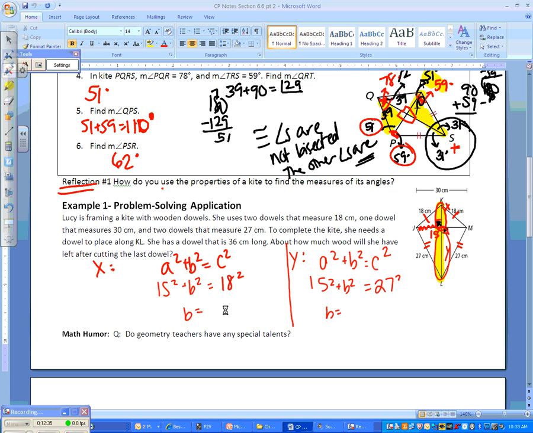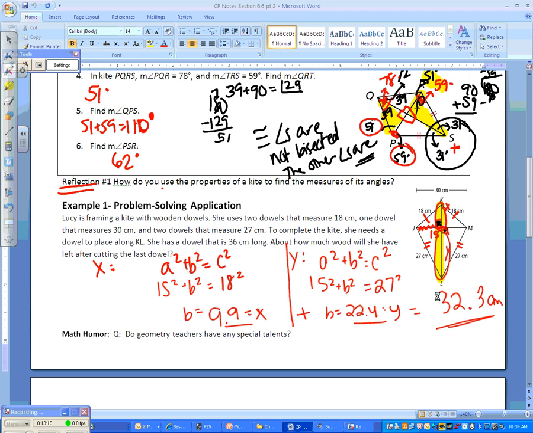Okay, for x, I got about 9.9. Did I do that right? Yeah. And for y, I got about 22.4. All right, so we want to find out the whole piece. So you take this x and you add the y, and that'll tell you how long we need the whole wood piece to be. So add 9.9 and 22.4, and I got about 32.3 centimeters.